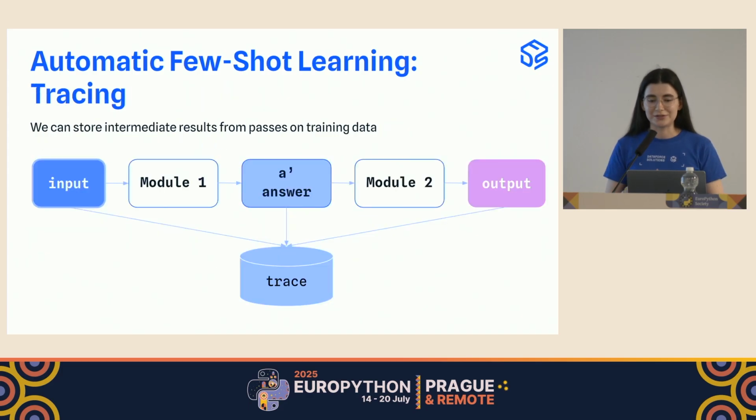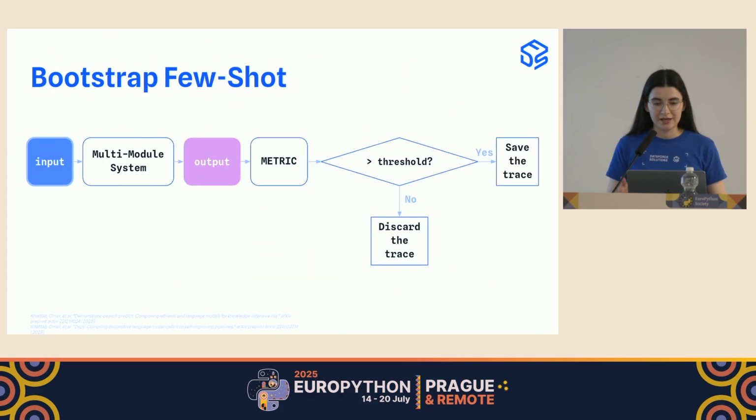However, we can use training data and a teacher model to construct, trace, and save the intermediate results, which can afterwards be used as few-shot demonstrations. This approach is called a bootstrap few-shot. The idea is as follows.